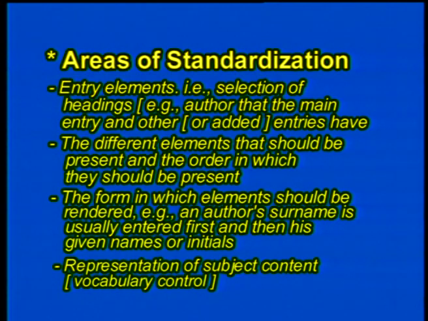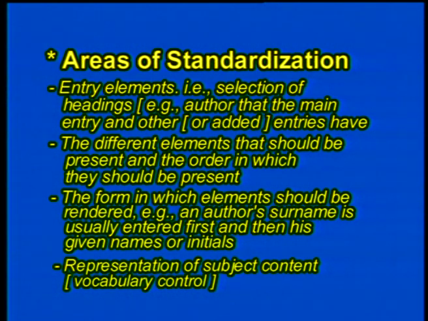Now, what are the different areas in which bibliographic description has been attempted to be standardized? First, a very important area is the entry element or the selection of headings, for instance author, that the main entry or other added entries should have. The second important area is what the different elements that should be present are, and what the order in which they should be present should be. This is again something that has been attempted to be standardized.